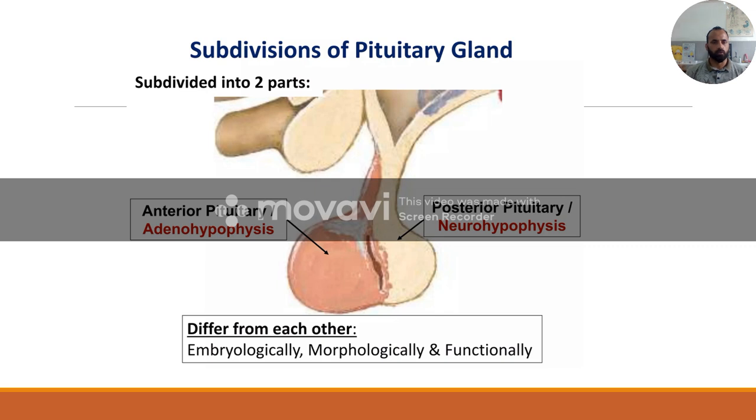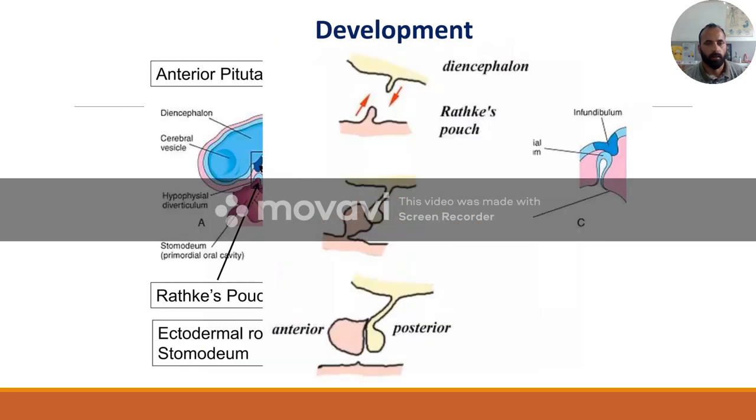The anterior pituitary gland is also known as adenohypophysis, whereas the posterior pituitary gland is also known as neurohypophysis. Both parts of the gland are embryologically, morphologically, and functionally totally different. If you see the development of this pituitary gland, as I told you, it comes from two sources. Even the germinal origin is ectoderm in both the parts, but the sources will be two.